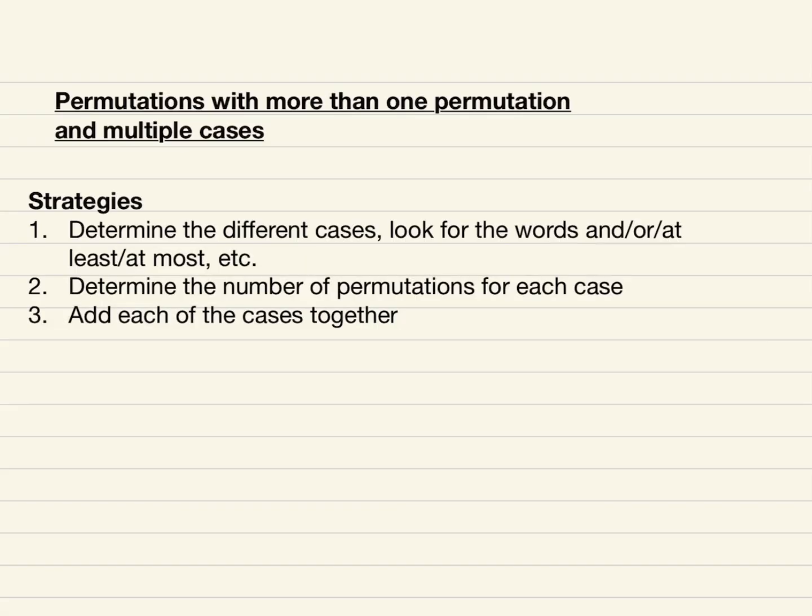So the strategies when it comes to these more complicated ones are as follows. First, you determine the different cases. You look for words like and/or, at least, at most, etc. Then, you determine the number of permutations for each case. So once you've determined the different cases, for each case, calculate the permutations. Then once you've got the separate individual permutations, you add those permutations together.